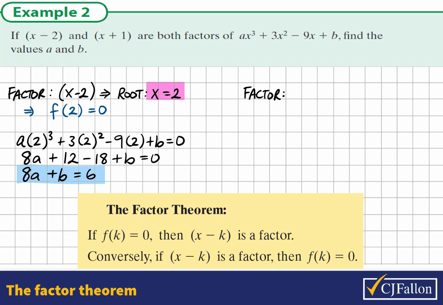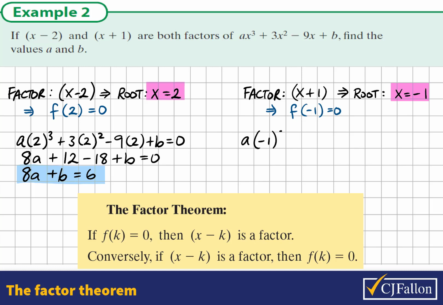We now do the same thing with our second factor, which is x plus 1. The related root to the factor x plus 1 will be x equals negative 1. In other words, negative 1 plus 1 equals 0. This is the value of x that would make the factor equal 0. So we're going to get f of negative 1, because the output there will be 0. f of negative 1 is 0 according to the factor theorem.